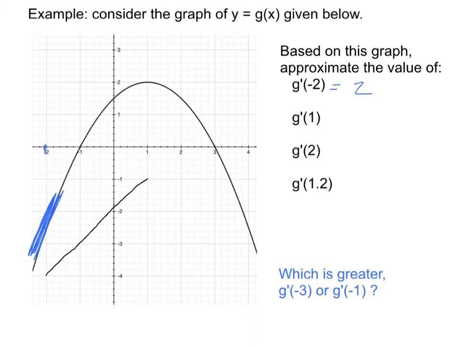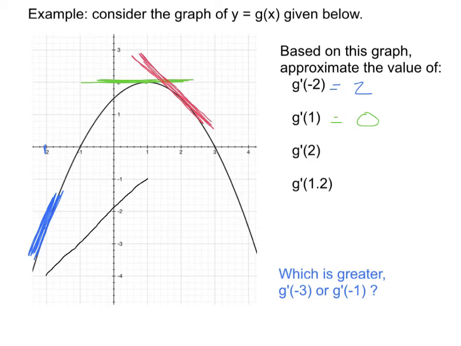What about g prime of 1? So we're right here. That's at the very top, which means my tangent line appears to be horizontal. And if you have a horizontal tangent line, that means the slope is 0. Okay? Pause the video, try g prime of 2 and g prime of 1.2 on your own, and then we'll check answers together. So g prime of 2 means that we're going over to 2, and drawing our tangent line here.